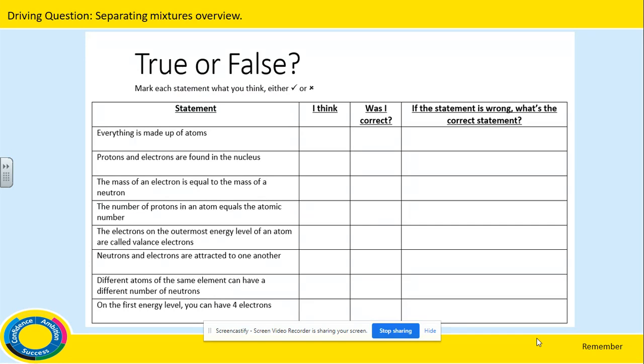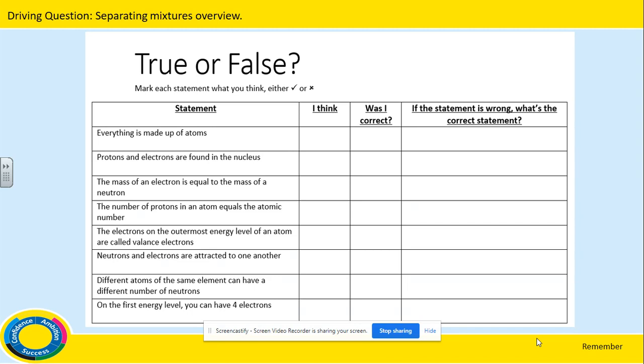Now, for your remember task, this is a true or false activity. Please pause the video, give yourselves 5 minutes to complete the task. Being that you're working from home, you could just read each of the given statements, write true or false. At the end of the 5 minutes, please start your video as I will be going through the answers. Please pause your videos. Welcome back.